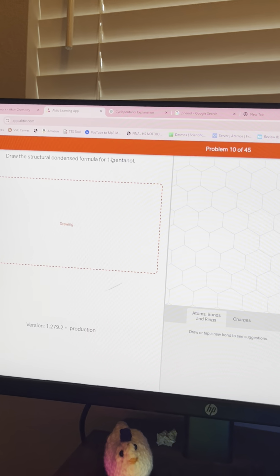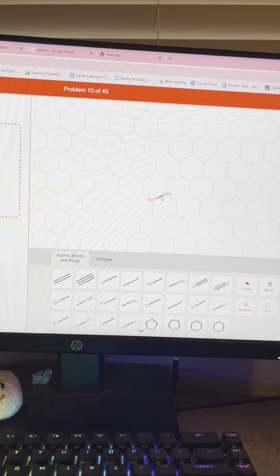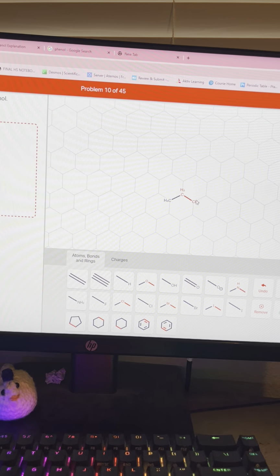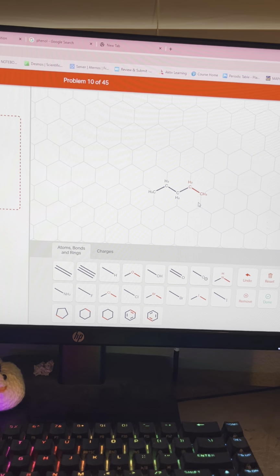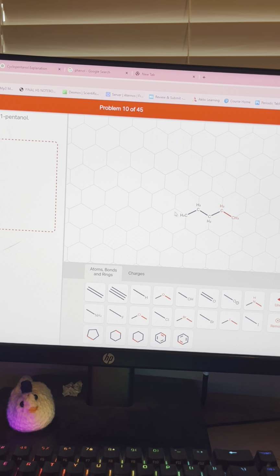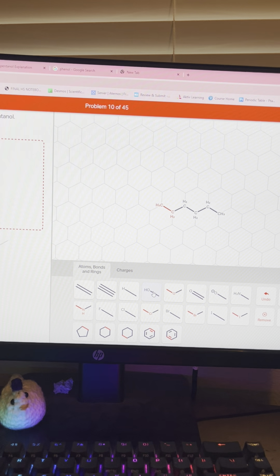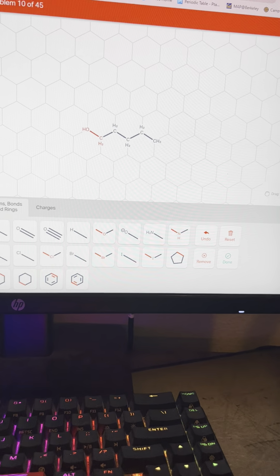Now we have a 1-pentanol. So pentanol is 1, 2, 3, 4, 5. It is 5 carbons, and then that means the alcohol is on the first carbon. Remember, alcohol is OH, so it's like that. So 1-pentanol looks like that.